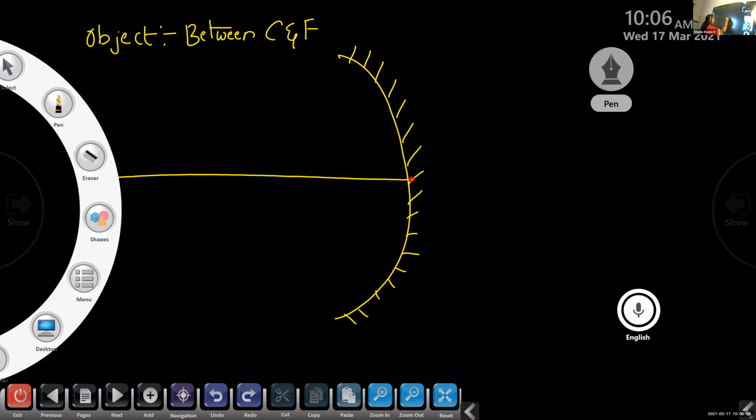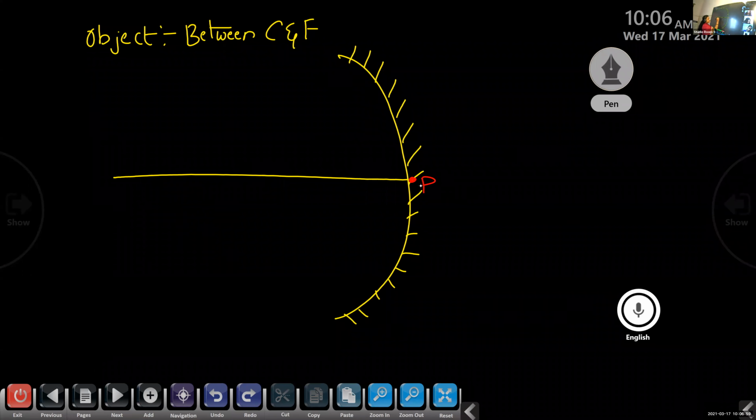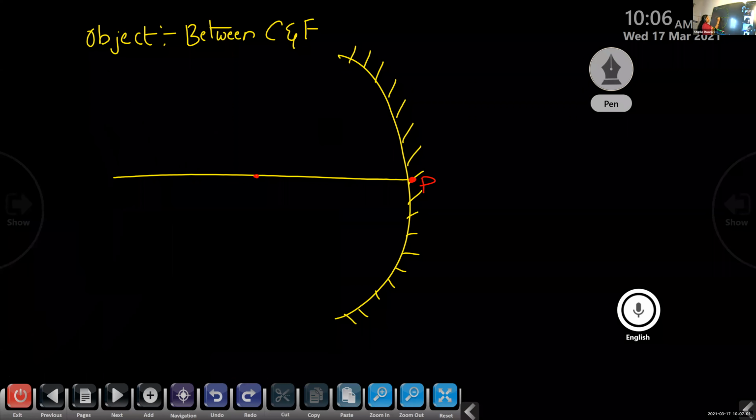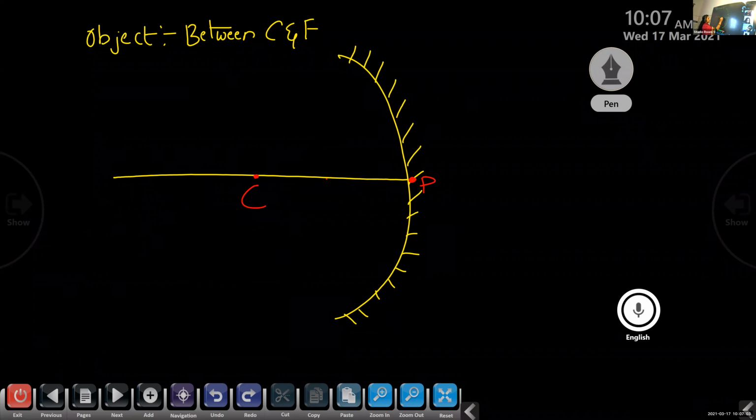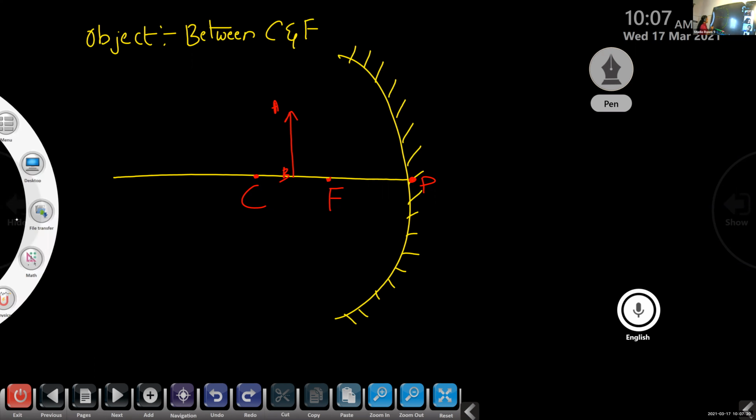Here we have the pole, here the center of curvature, and between them the principal focus. In the fourth case, we are placing the object between C and F, that is here. We place the object between C and F.